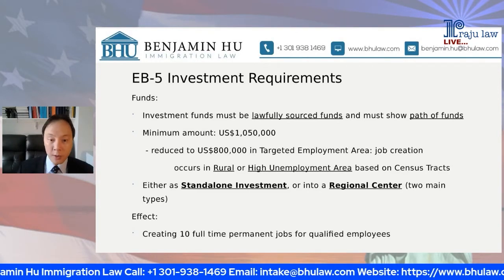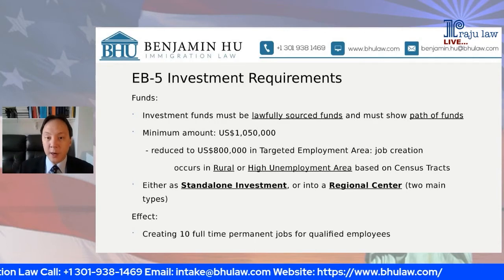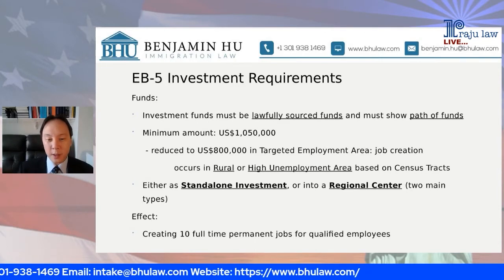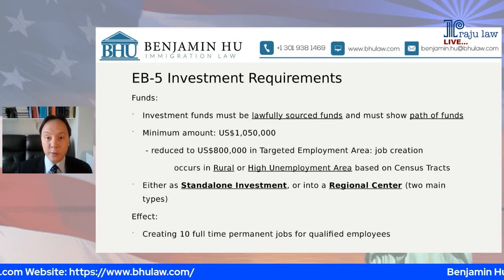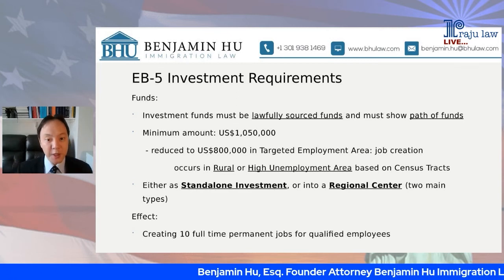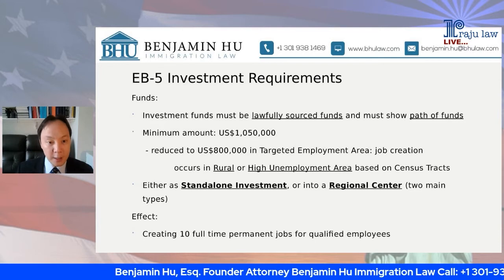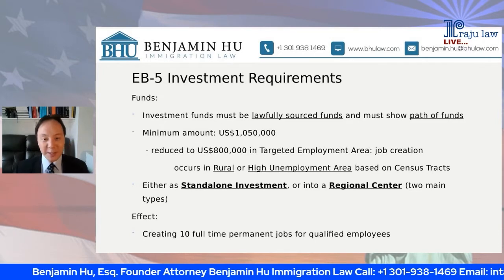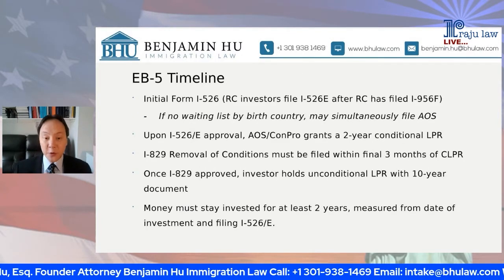Either way, regardless of whether it's a targeted employment area or not, regardless of whether it's standalone or regional center, you still need to have the same results at the end. The proof, as they say, is in the pudding, and the pudding is creating 10 full-time permanent jobs for qualified employees. Next slide, please. So then for you, what does that mean?